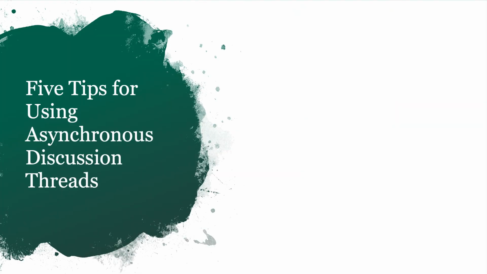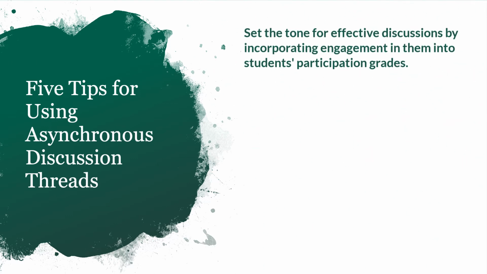Here are 5 tips for using asynchronous discussion threads in your courses. First, set the tone for effective asynchronous discussions at the very start of a course by incorporating engagement in them into students' participation grade. This signals that this is an important part of the class and also gives a way for students who may not be able to contribute during synchronous class sessions a way to engage and be rewarded for their contributions.